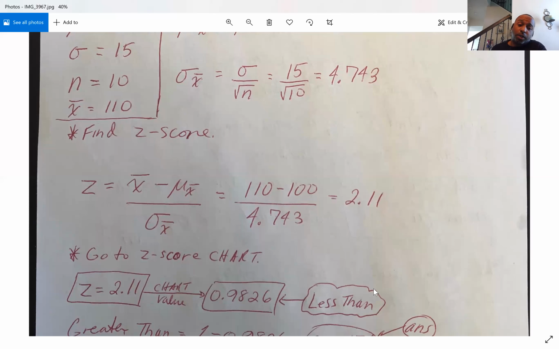Then you go to the z-score chart like you would any other time. So same process as what we did last chapter. Went to the z-score chart. And when you go there, it should reflect 0.9826.